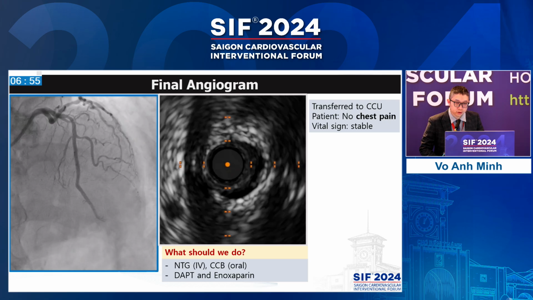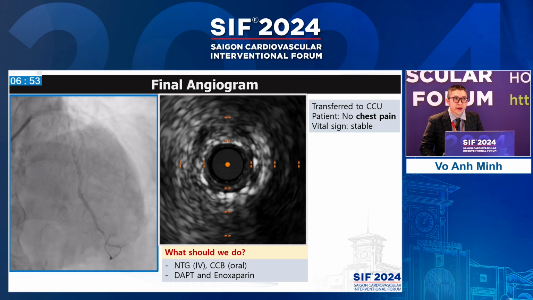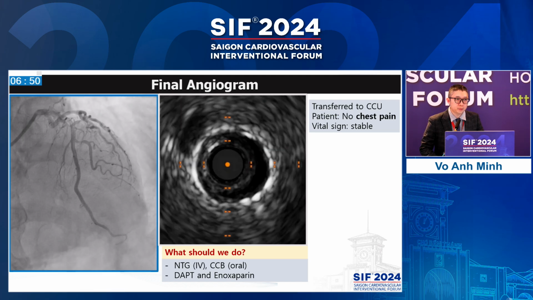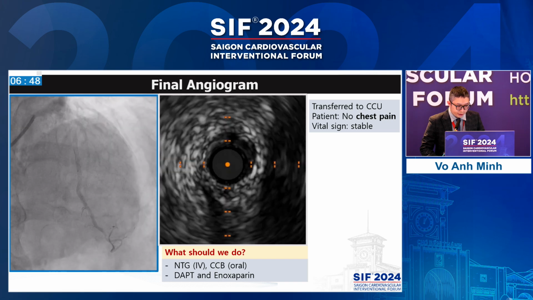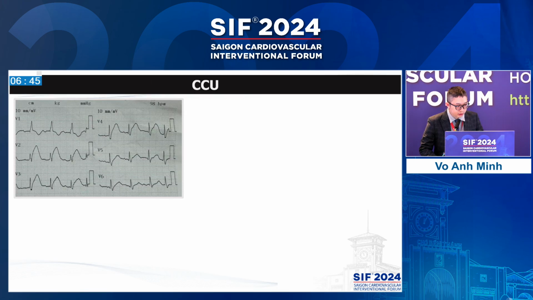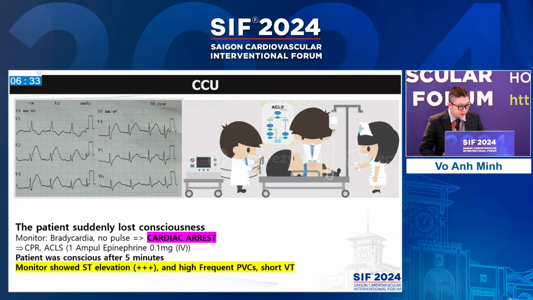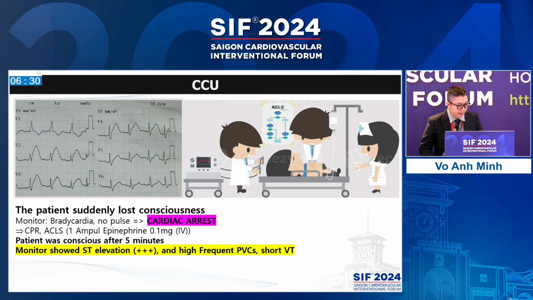for monitoring of the patient. And the patient doesn't have any chest pain, and the vital signs are stable. That is why I transferred him to the CCU. But at the CCU, looking at the EKG, there is still ST elevation, but it's quite a little bit better than the EKG before I took him to the cath lab again. And then he suddenly lost consciousness with bradycardia, no pulse, cardiac arrest. We did CPR, ACLS, with one dose of epinephrine. He was conscious.